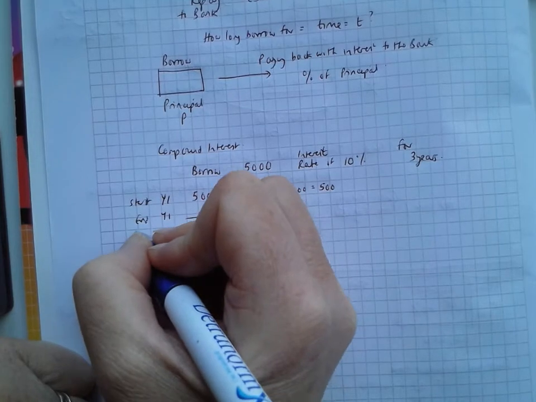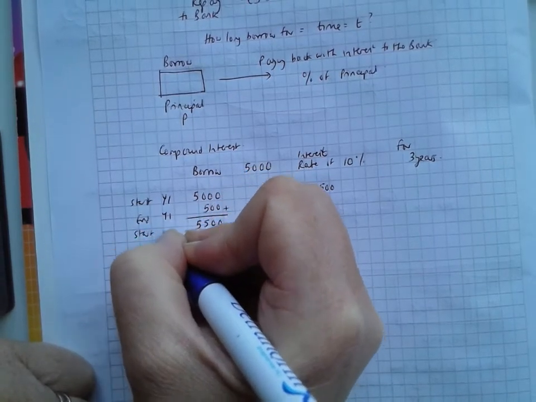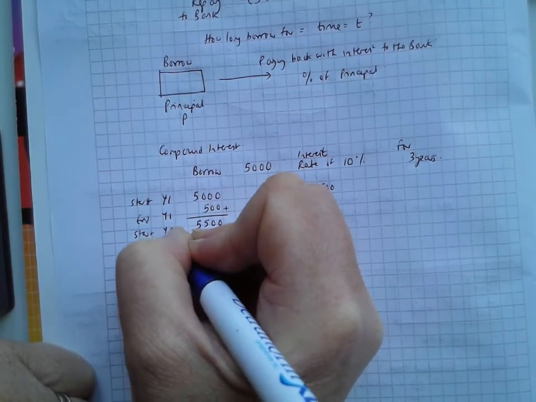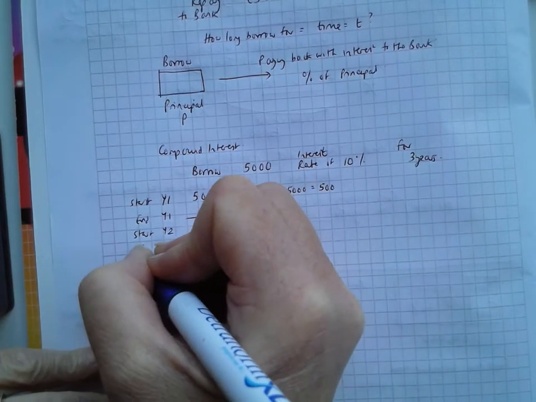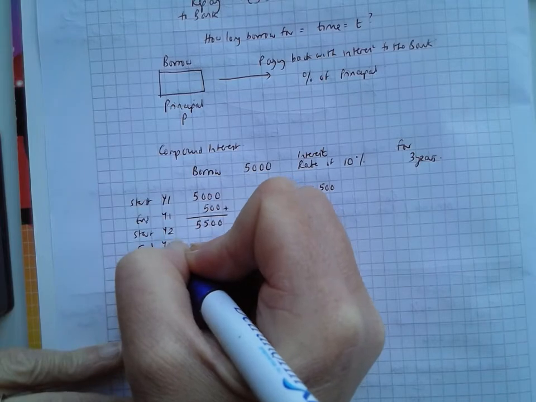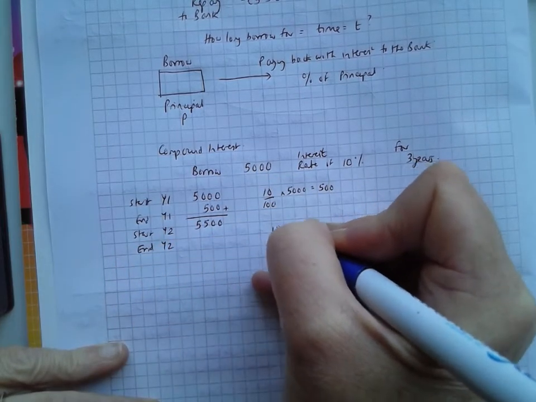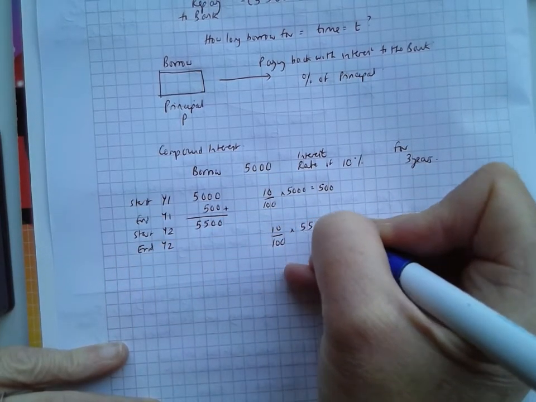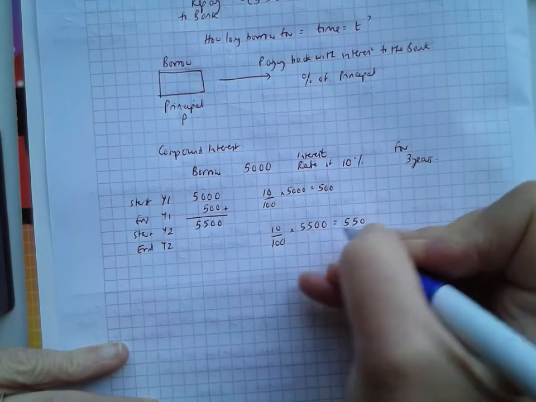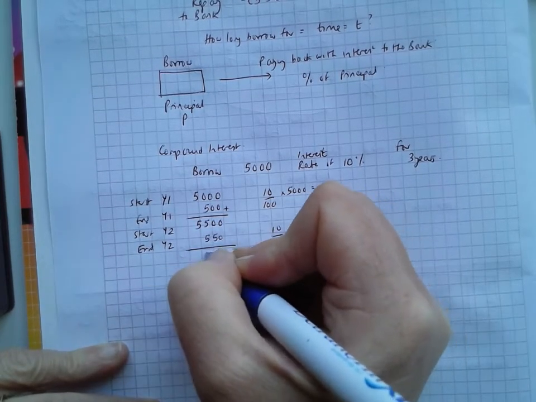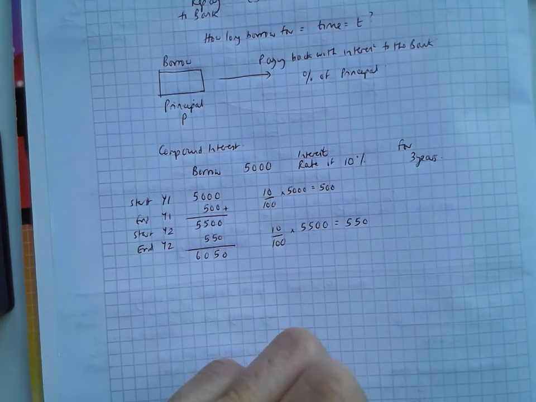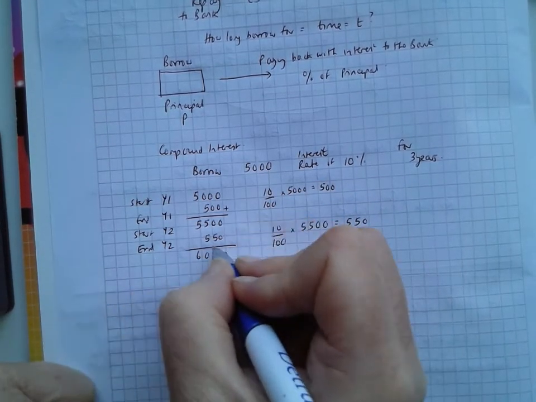Now at the end of year 1, assuming you haven't repaid anything, you owe €5,500. So at the start of year 2, you owe €5,500. At the end of year 2, you're going to owe an extra 10% of that, which is €550. We're going to add that on, so at the end of year 2, we owe €6,050.